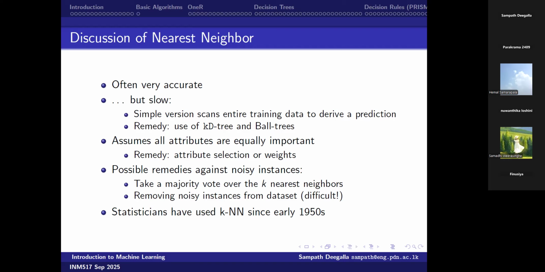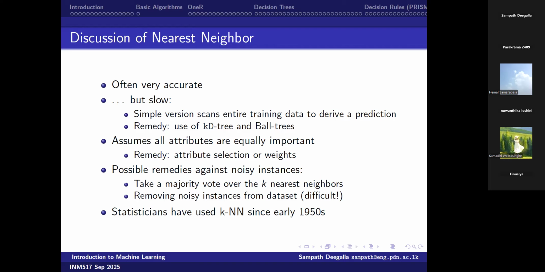So that's an assumption. If it is not the case, maybe you select important attributes or you use weights. What I mean by weights here is, if some attributes are more important than the others, use more weights for the important ones.